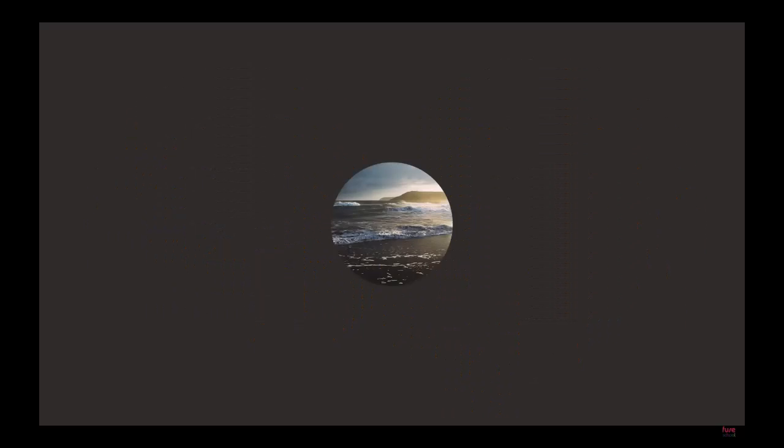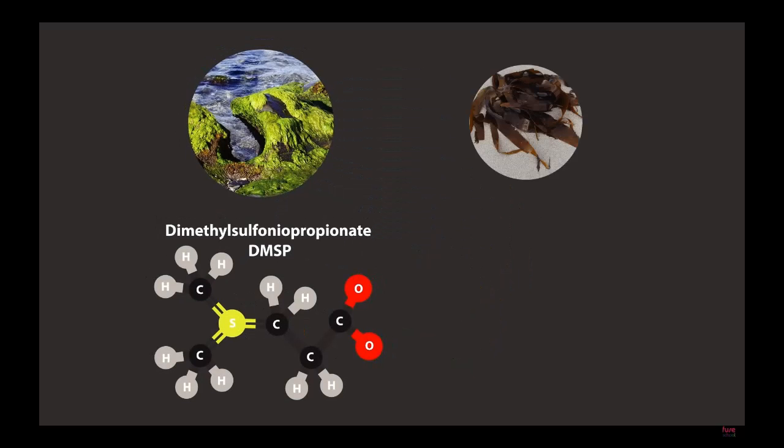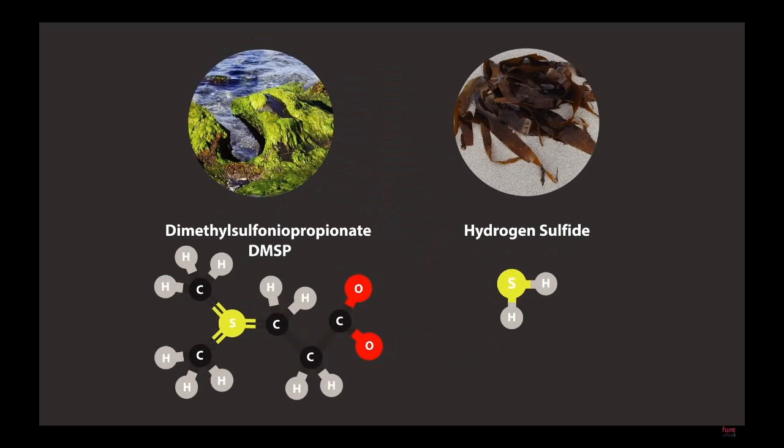Do you love the smell of the seaside? That distinct smell is actually from sulfur-containing compounds released by algae and decomposing seaweed, which is very toxic, but present in low enough concentrations so that it is safe for you to enjoy your time at the beach.